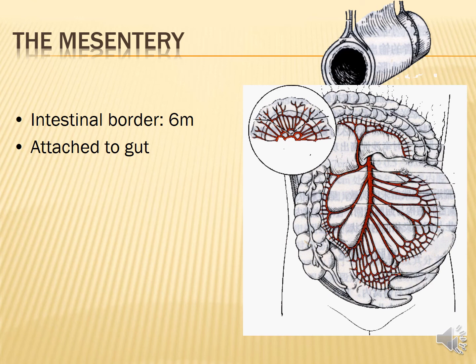Now what will be the contents of mesentery? It contains the jejunal and the ileal branches of superior mesenteric artery and the accompanying veins, then lacteals, lymph nodes, autonomic nerve plexus, fat and connective tissue, and obviously the jejunum and the ileum itself.